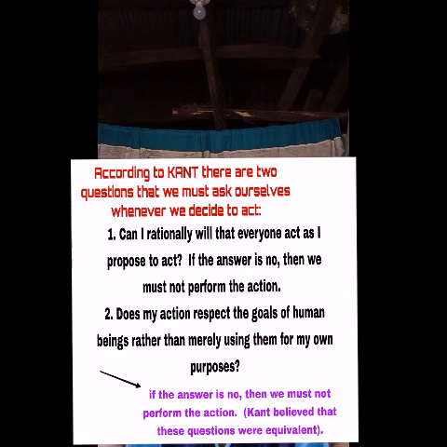For Kantians, there are two questions that we must ask ourselves whenever we decide to act. Can I rationally will that everyone act as I propose to act? If the answer is no, then we must not perform the action. Does my action respect the humanity of persons rather than merely using them for my own purposes? Again, if the answer is no, then we must not perform the action. Kant believed these questions were equivalent.